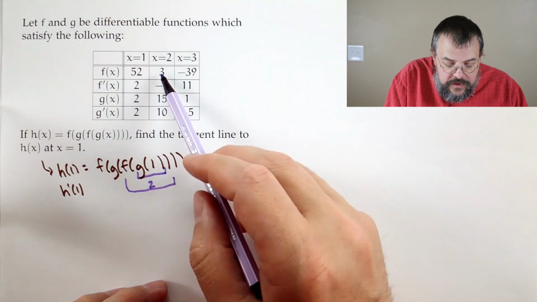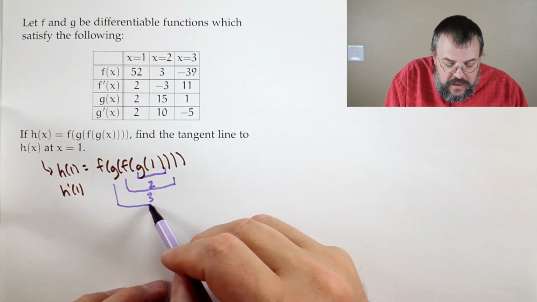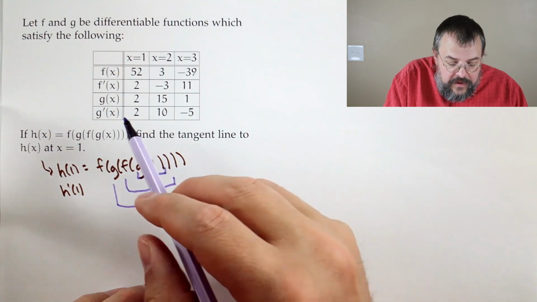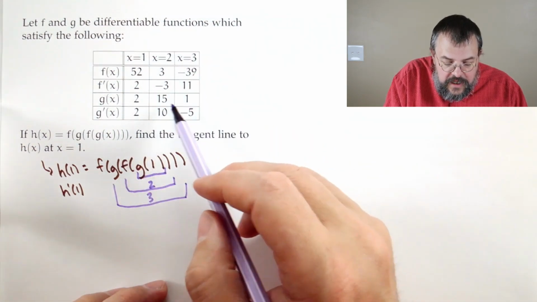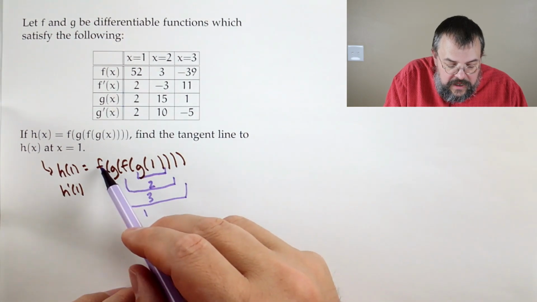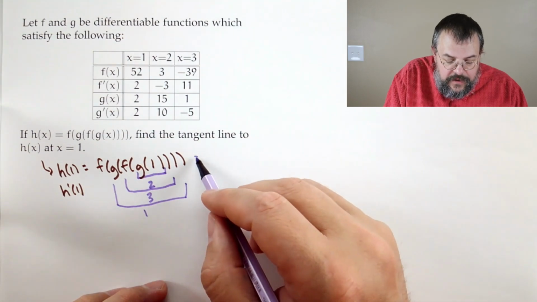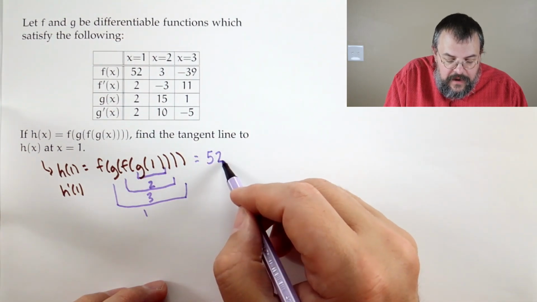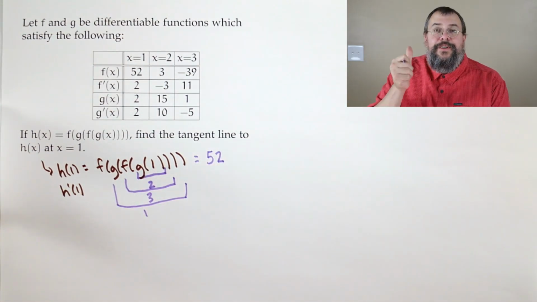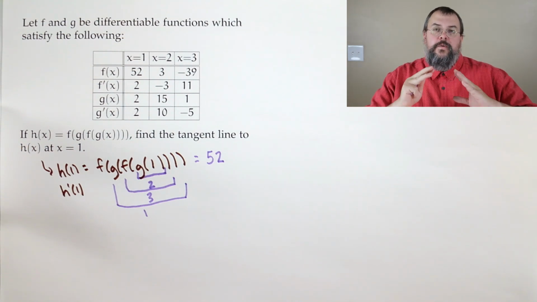So f of 2 is 3. Then we go to g of 3. So g of 3 is 1. So now we're going to go to f of 1. Well, that's 52. Okay, good. So we found our point. And notice it was just very careful work from the inside out.